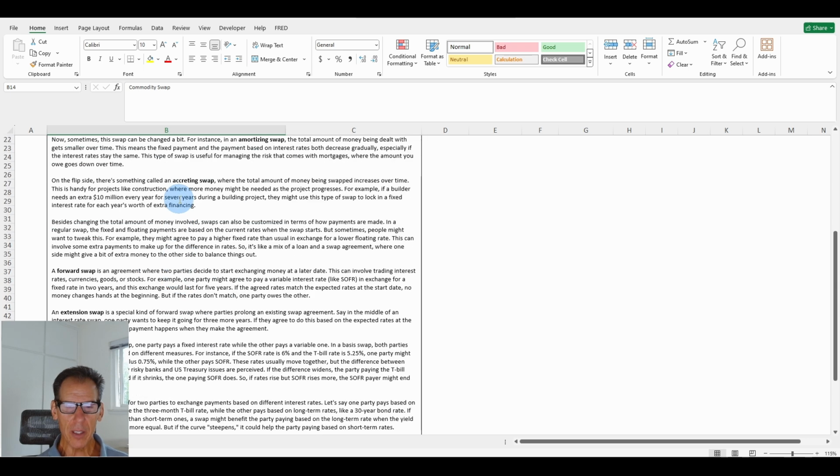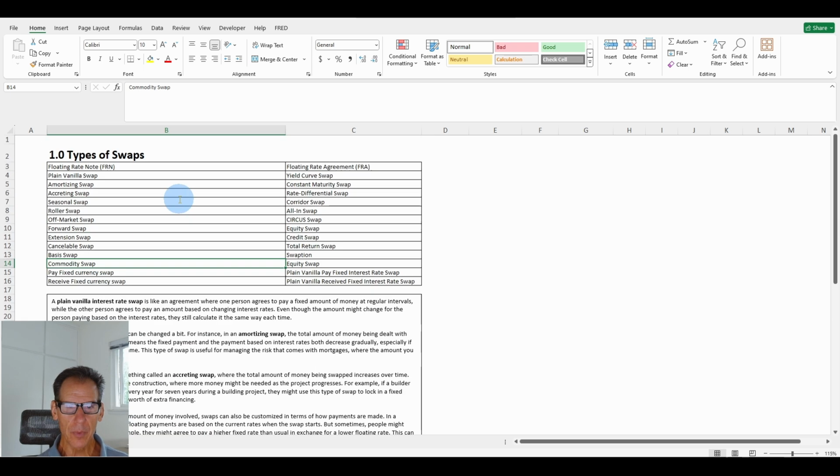This is just a brief introduction. We're going to evaluate how all this works and why the swap market is a multi-trillion-dollar vehicle.